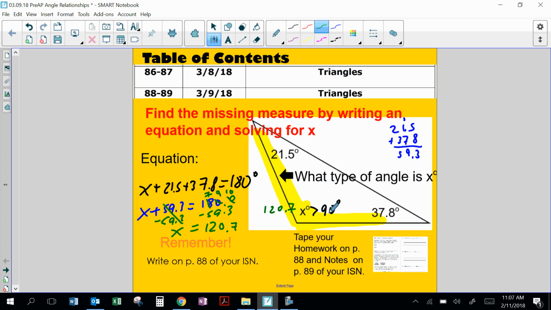Is it more than 90 degrees? Yes. What is one way I can check my work to see if I did a great job? What can I do with this angle and this angle to check my work? Add them up? Yes, you can add up these three angles and it should add up to 180 degrees.